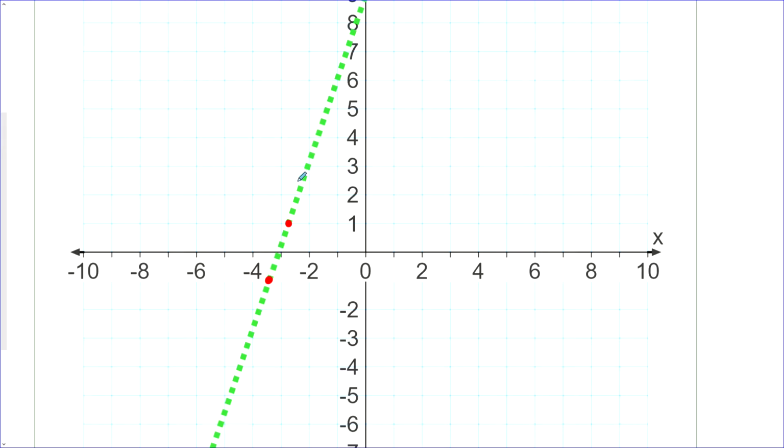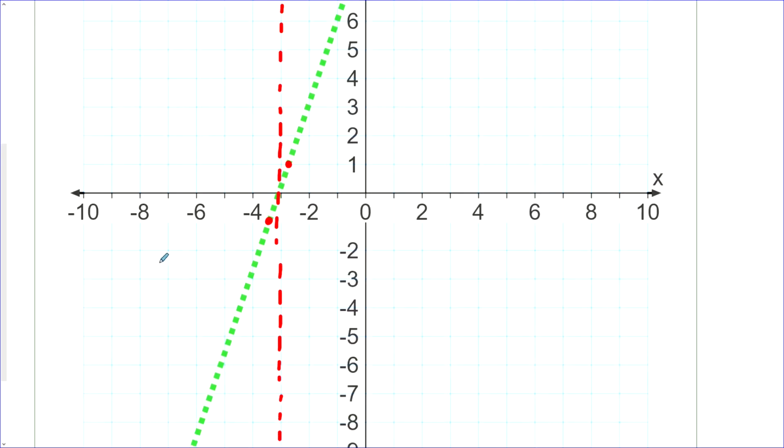Next, let's do the asymptotes. The vertical asymptote happens where there was an x-intercept. So this is going to be our vertical asymptote. And for reciprocal graphs, our horizontal asymptote is always at y equals 0. So right along here. And now we're set up to draw the reciprocal graph.